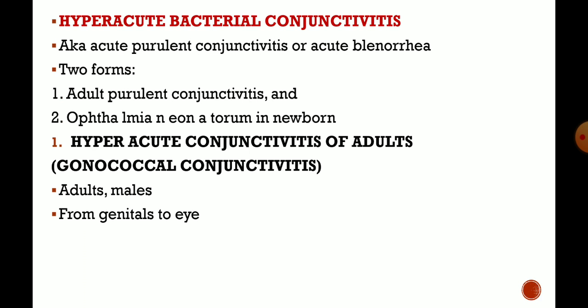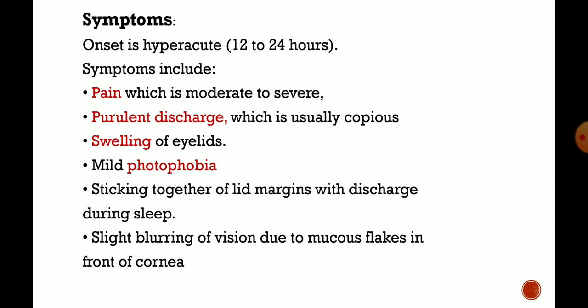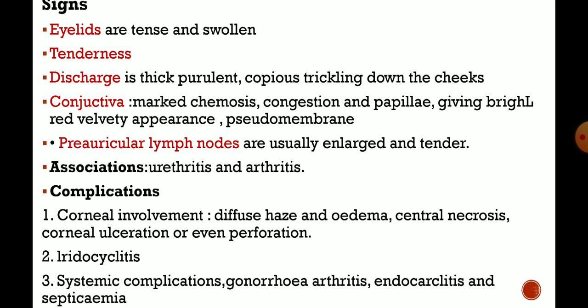Hyperacute is acute purulent conjunctivitis. Two forms: acute purulent and ophthalmia neonatorum in newborn. It is gonococci causing it in adult males. It is transmitted from genitals to eye. Symptoms are almost the same: purulent discharge, pain, photophobia, sticking of the lid margin, blurring of vision, swelling of lids. Signs again: swelling of lids, chemosis, congestion, papillae, discharge, tenderness, preauricular lymph nodes.